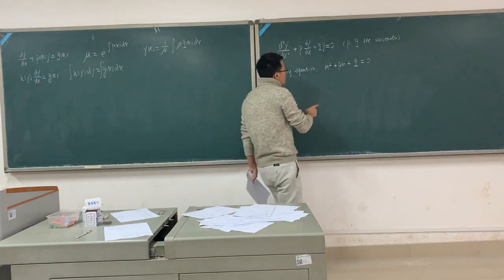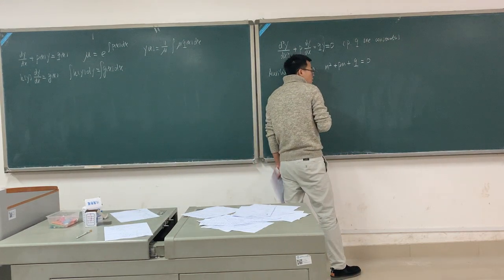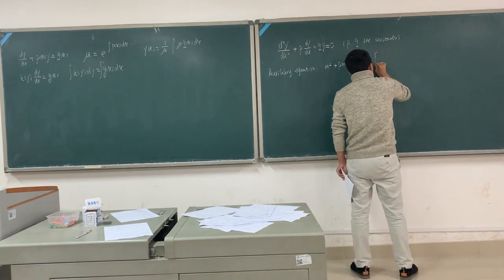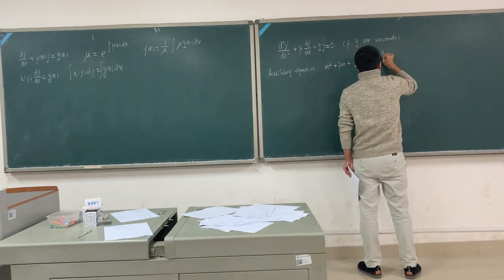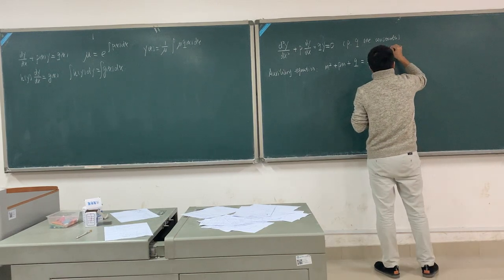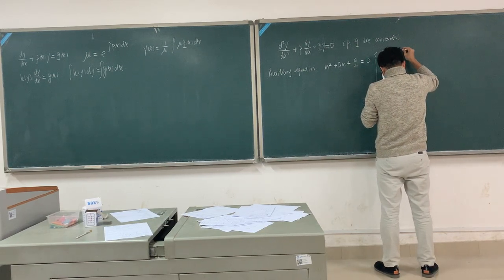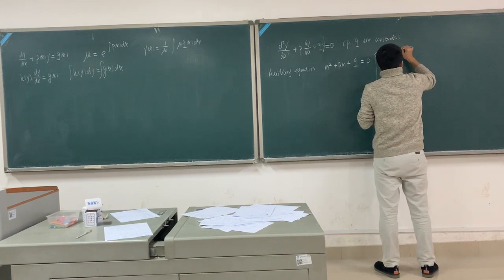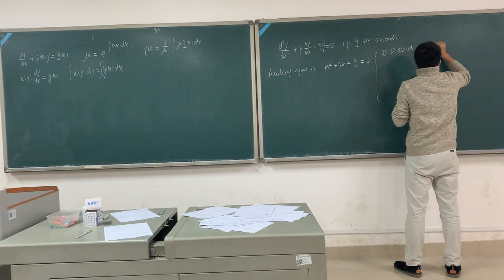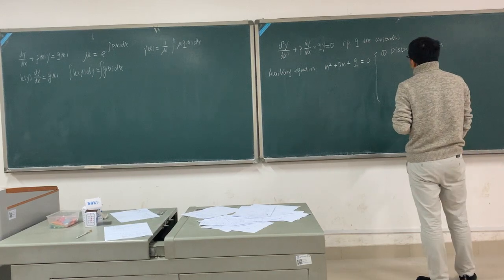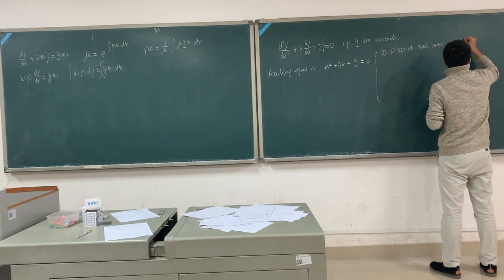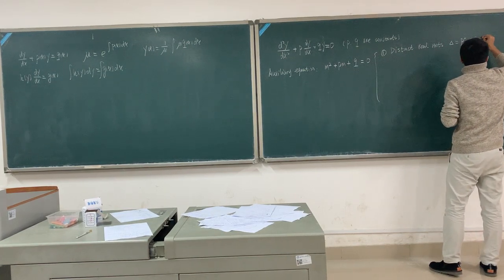So here for this equation, we have three cases. The first case actually is this equation we have two distinct real roots. For this case, delta equal to p squared minus 4q is greater than 0.